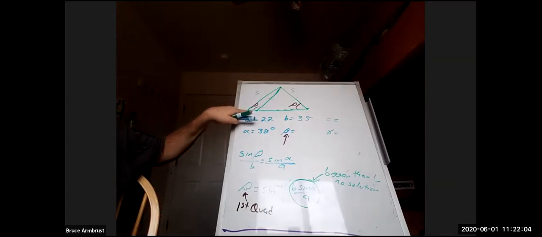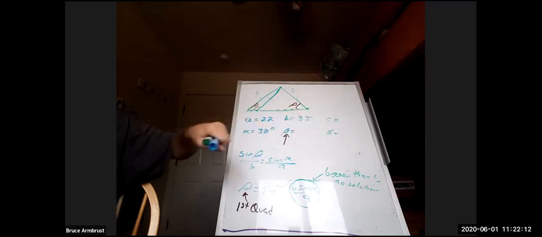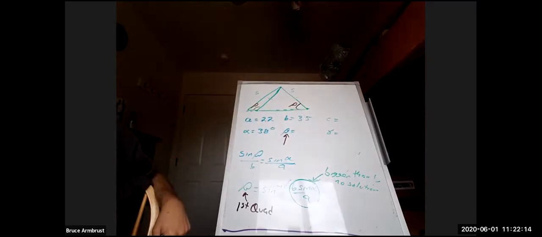The one on the left is the one that would be a second quadrant angle because it's bigger than 90 degrees, what we call obtuse. The one on the right is a first quadrant angle, which we'll call acute. But both of them are possible, and both of them have the same sine value. So that's why we sometimes get two.